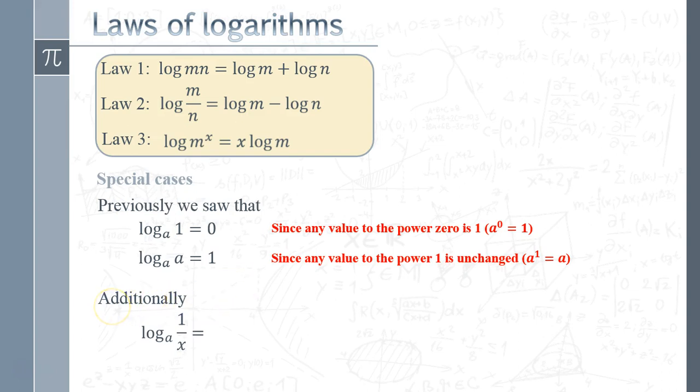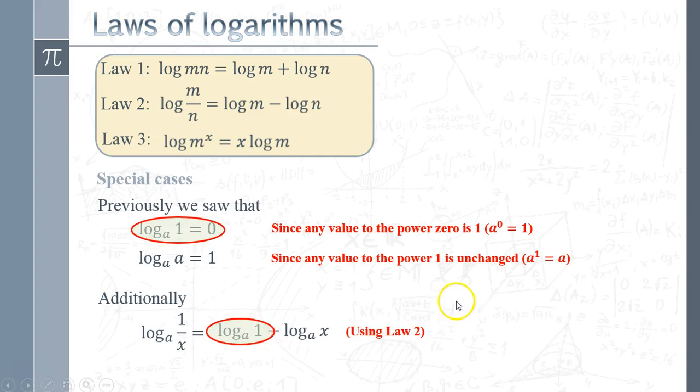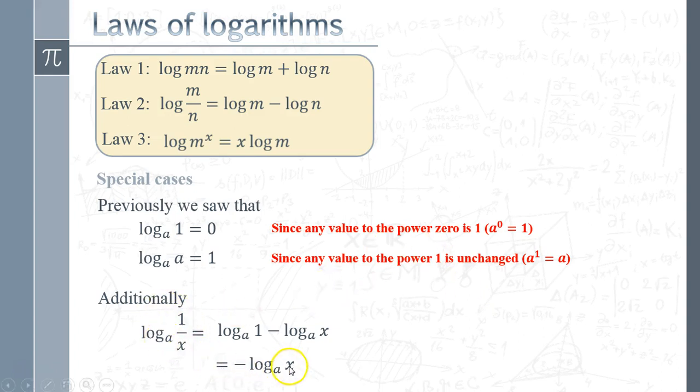And then this one's a little bit on the sneaky side, and it's fairly useful because what we've got here is log to the base a of 1 over x. So if we're taking the log of a fraction, what we can do, using our law 2, is just break it out into two separate logs. And then using the statement that we've got up here, we know that this thing is 0. So that becomes minus log to the base a of x. So fractional stuff we can write as the negative version of the denominator. Alternatively, that's one way of looking at it.